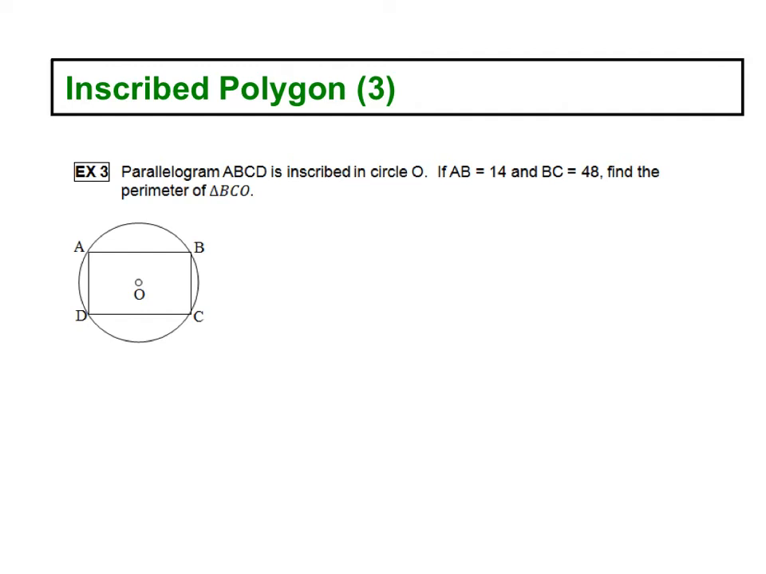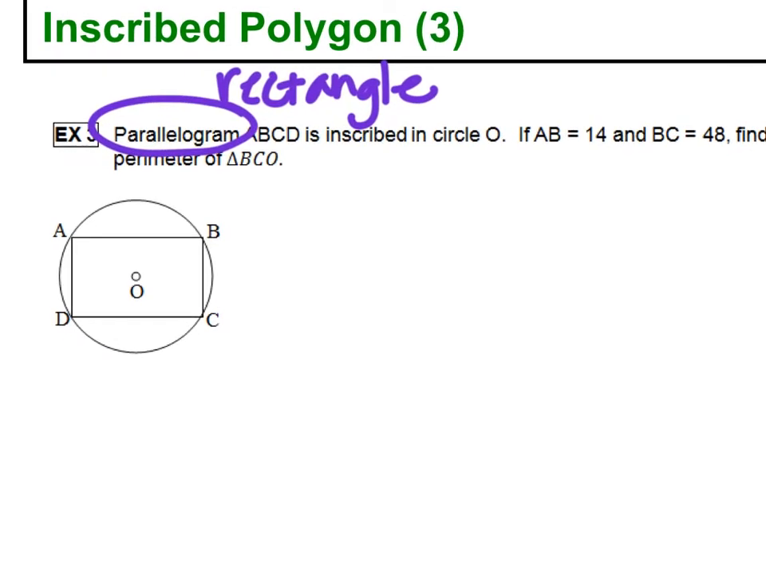All right, so our last video for 10.7 is another inscribed polygon. We are told that it's a parallelogram inscribed in circle O, so that means that because it's a parallelogram, we know that it is a rectangle. That was one of our theorems. And then they gave us some information, so let's go ahead and fill in what we know about our circle.